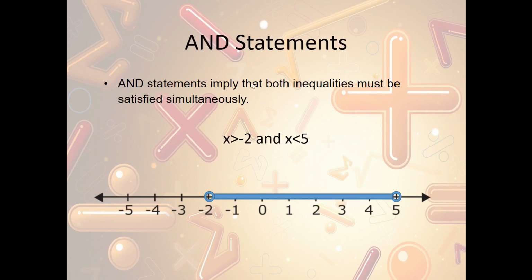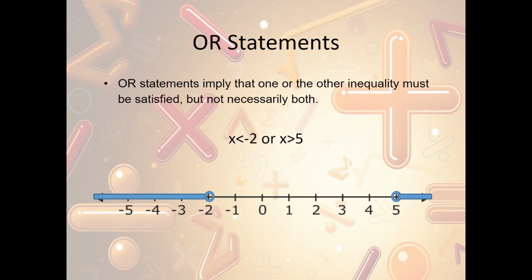So and statements imply that both inequalities must be satisfied simultaneously. So for instance, x is greater than 4 and it's less than 6. So we know that tells us it has to be between 4 and 6. So this is an example of an and statement. And statements should always be shaded between the 2 points, just like this. So this is an example of an and statement.